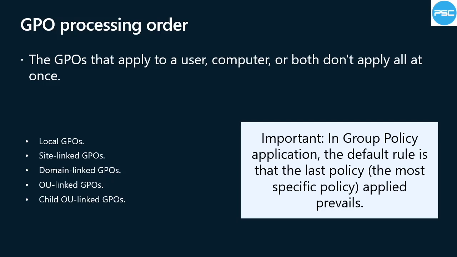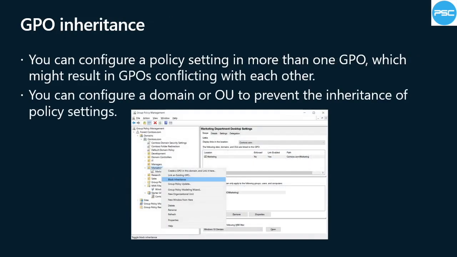You can configure a policy setting in more than one GPO, which might result in GPOs conflicting with each other. In this case, the precedence of the GPOs determines which policy setting the client applies. A GPO with higher precedence prevails over a GPO with lower precedence. Precedence is determined numerically. Each GPO has a precedence value. The lower the number, the higher the precedence. Therefore, a GPO that has a precedence of 1 prevails over all other GPOs.